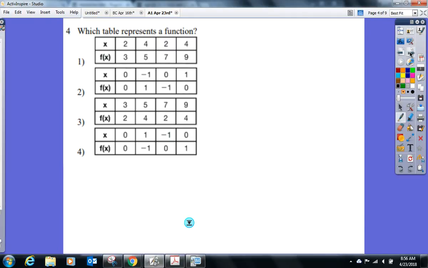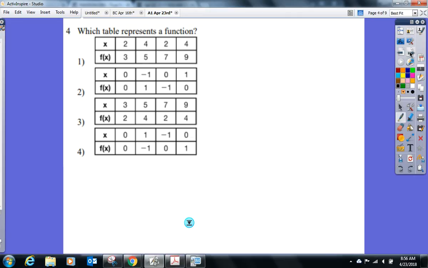All right, I know this may be painful and it may not be your fault. I'm not going to blame you if you don't remember this. I'm not going to be like, I can't believe you can't remember this. You may have not even learned it. Who knows? That's what I'm here for. All right, which table represents a function?